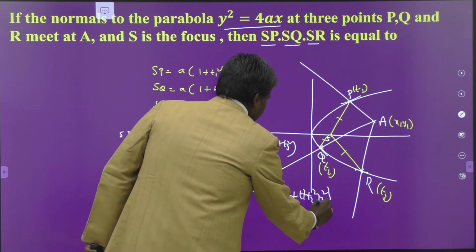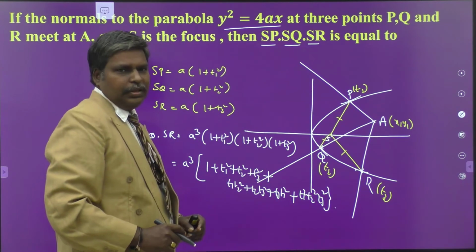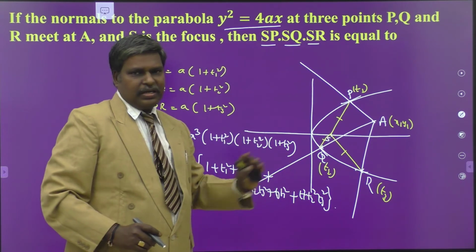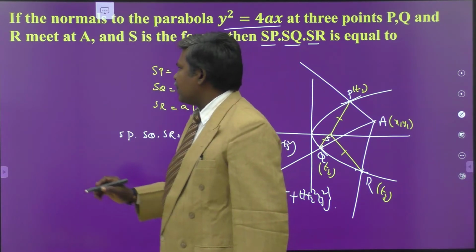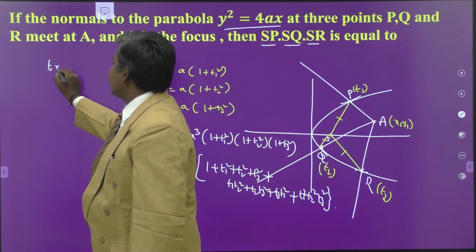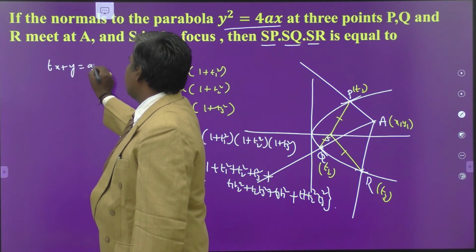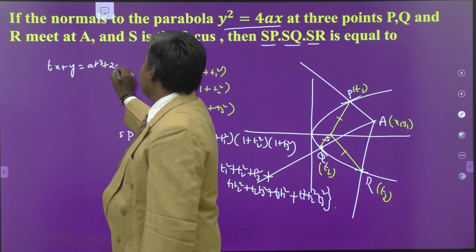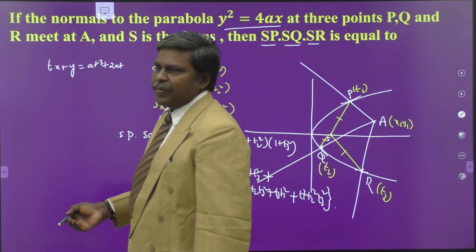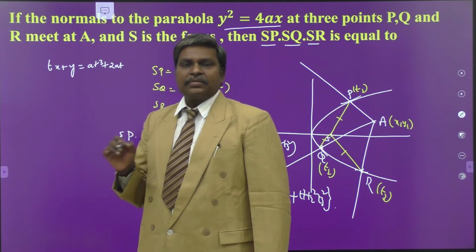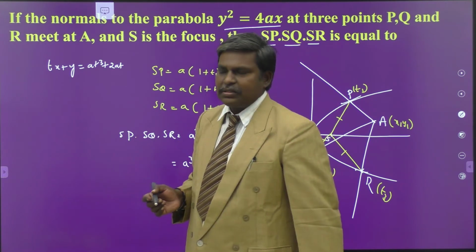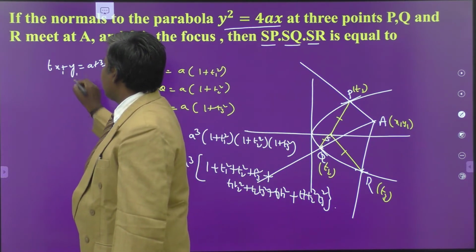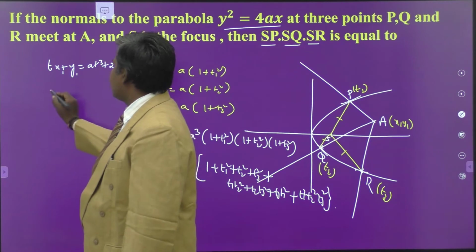You just multiply each and every term, and we obtain it in this manner. So all of you know that the equation of any normal to the parabola is tx plus y is equal to at cube plus 2at. If it is passing through my point x1 comma y1, the cubic equation produces our three feet of the normals. So substitute x1 comma y1, and we get the cubic equation like that.